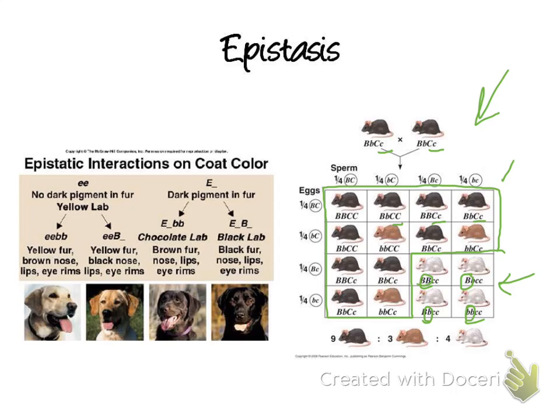If you have that one big C, then your other alleles, your brown or black, can show up and be expressed. The same kind of thing happens in labs. If they are recessive for this one little e gene, then they're going to be a yellow lab no matter what. But if they are dominant for that, then the chocolate or black color can show up.